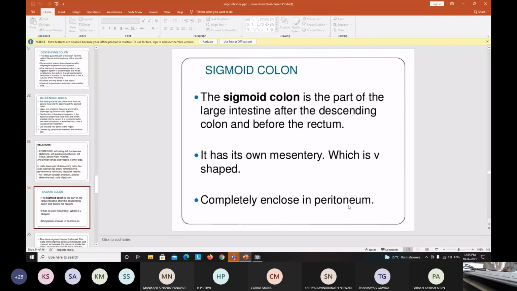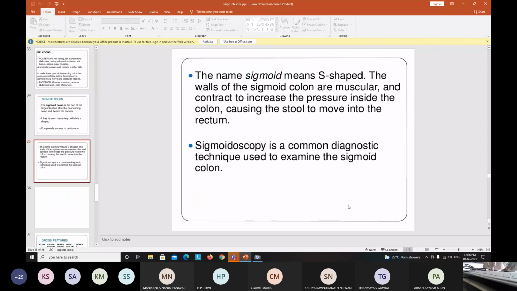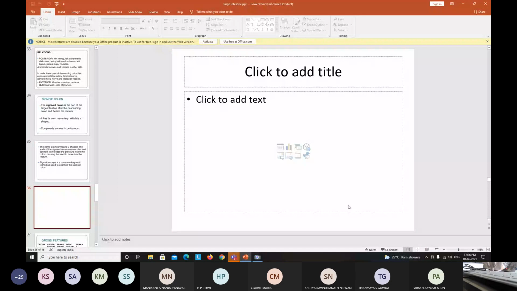Now, why is it called sigmoid? Because of its S shape. The sigmoid colon is the part of the large intestine after the descending colon, and it continues as the rectum. It has its own V-shaped mesentery, enclosed with the peritoneum. Then it continues as the rectum, and after the rectum, the anal canal.